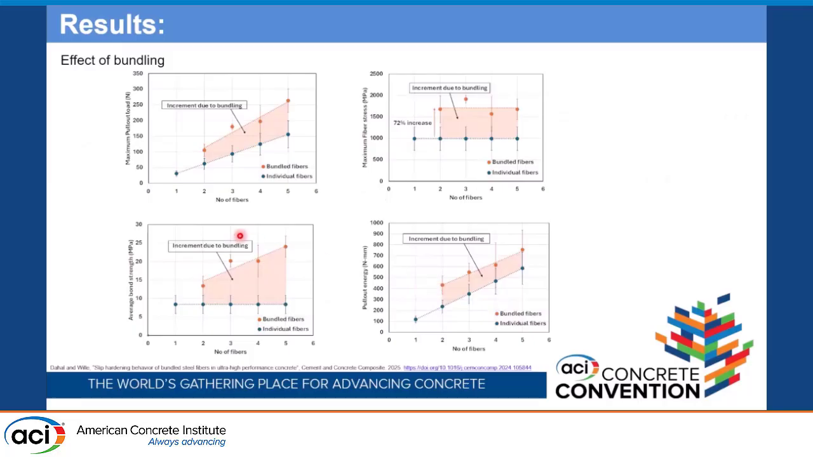Now, this is the effect of bundling. We see that if we use multiple individual fibers, the bundle fiber still has the higher load slip relation, and that's due to the effect of bundling, due to the mechanism I just explained. Similar improvement can be seen in the maximum fiber stress, average bond strength, and the pull-out energy too.